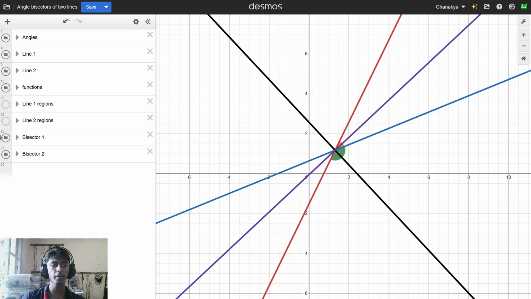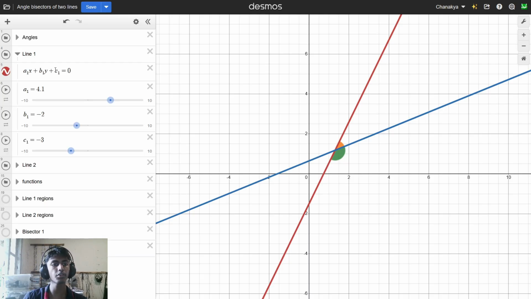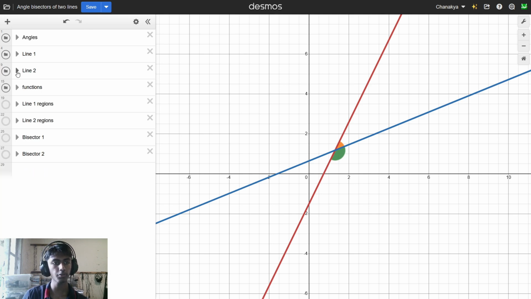In order to separate these two bisectors into two separate equations, what I'm going to do is show you some regions related to the red line and the blue line. Recall from earlier that if the red line is of the form a1x plus b1y plus c1 equal to 0, we could have values for when it's greater than 0 and when it's less than 0, which manifest themselves in terms of two regions, one on one side of the line and another on the other side of the line. The same thing can of course be done with line 2. What I'm now going to do is show you those regions.